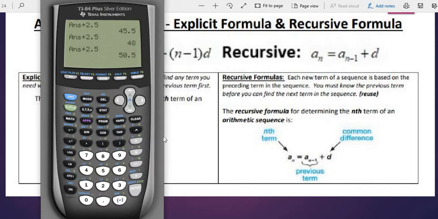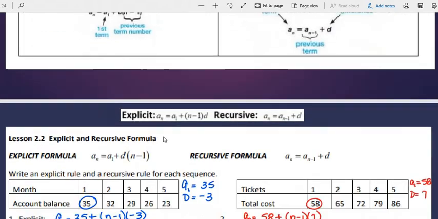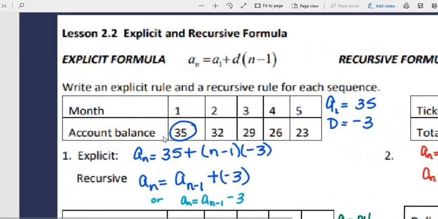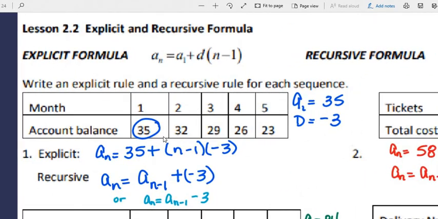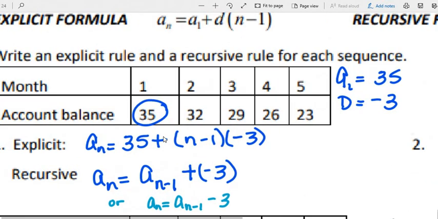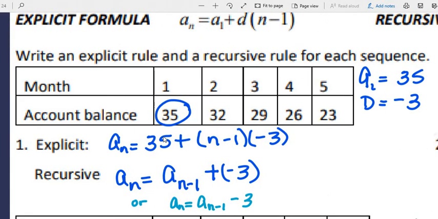Now here's how to work with the explicit formula. On the explicit formula, I've already gone ahead and worked these for you. Now, the first thing that we're going to look at is number 1. You're going to write the explicit rule and the recursive rule for each sequence. The first thing you have to know is what the first term of the sequence is, 35. Then you're going to come up and find the common difference.